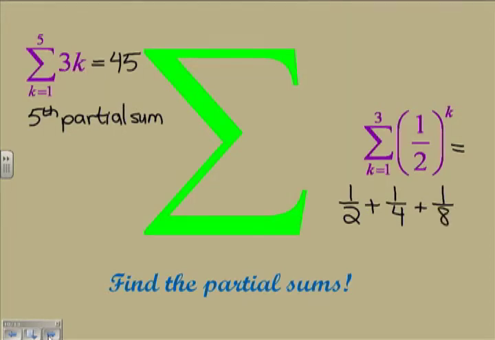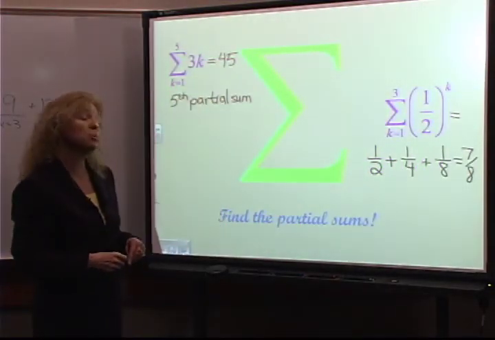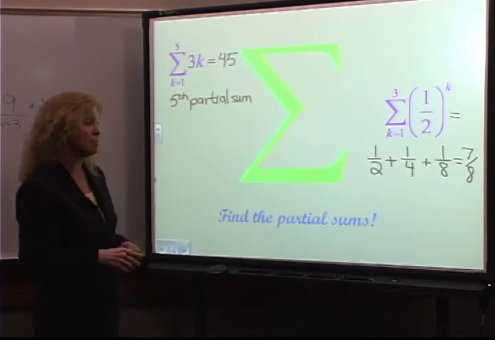1/8. I only have 3 terms, so it's no problem for me, I can just add those up. It's what, 4/8 plus 2/8 plus 1/8. I think we get 7/8 on that one. So that would be a partial sum.